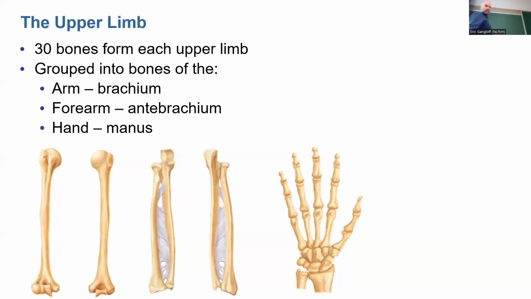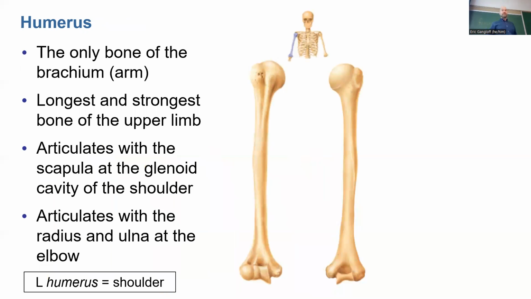So let's talk about the bones of that brachium first, or I should say bone, singular. We just have one bone, the humerus. It is the longest and strongest bone of the upper limb. It articulates with the scapula at the glenoid cavity at its proximal end up here, and articulates with the radius and the ulna on the distal end at the elbow.